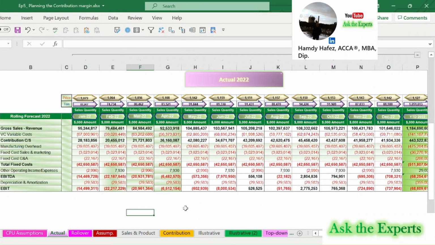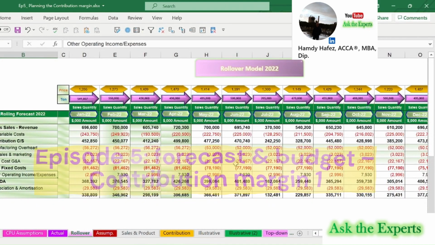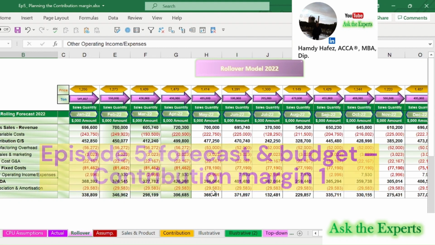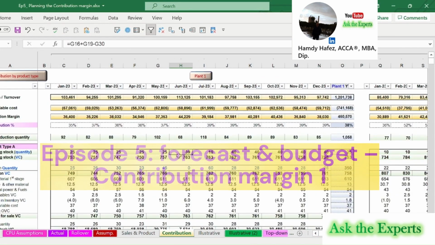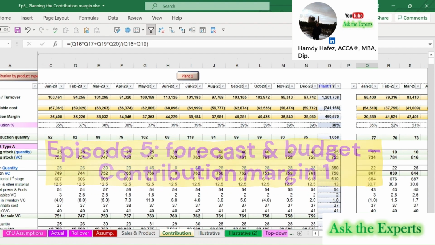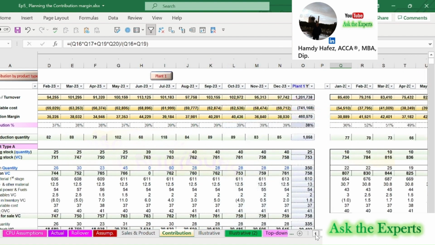Welcome back to the fifth episode of our series Cost Management, How to Build Your Financial Model. Today will be our first part of the forecast and budget, how to plan your contribution margin. For better understanding, it's highly recommended to watch our first four episodes. Also, watch our series about Excel for FP&A and cost management.